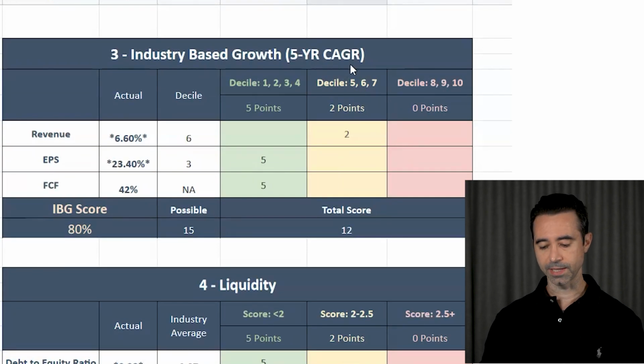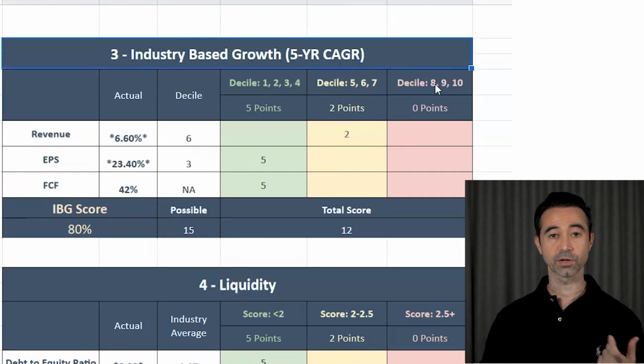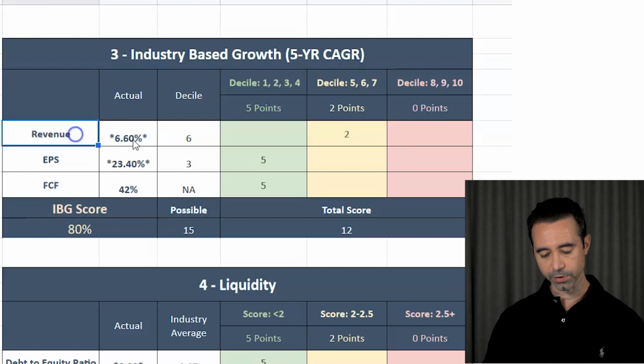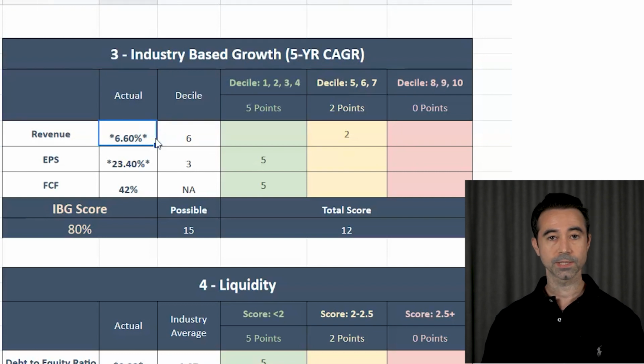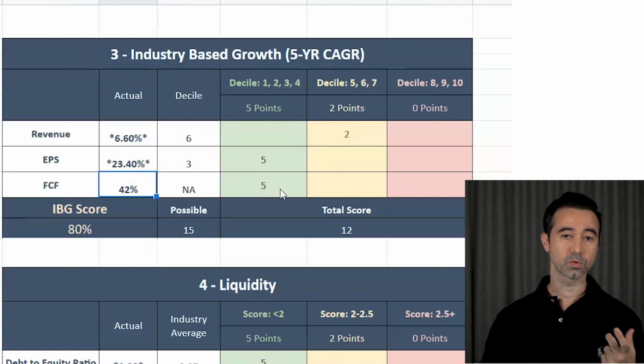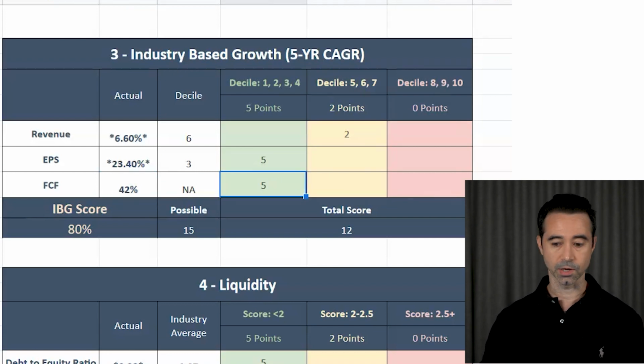Next, we have the industry-based growth. I look at the 5-year compound annual growth rate in revenue first off. So 6.60% is the growth in revenue. That's in decile 6. That gives us a 2. Next, we have earnings per share growth. That's been good, so 23.40%. That's in decile 3, so that's a 5. Then we have free cash flow, 42%. Now this one I don't use deciles. I just want it to be over 10, and it's over 10, so it gets 5.